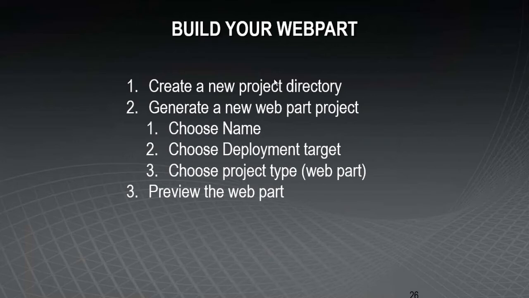So let's build our web part. How do we do it? We create a new project directory from our command prompt, make a directory using the md command, and change directory to it using the cd command. We'll generate a new web part project, give it a name, where we're going to deploy it, choose the project type, and then we'll take a look at it.